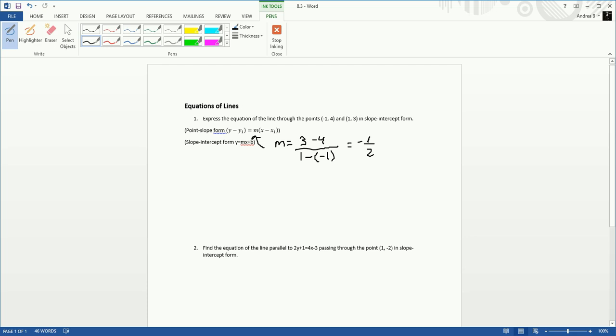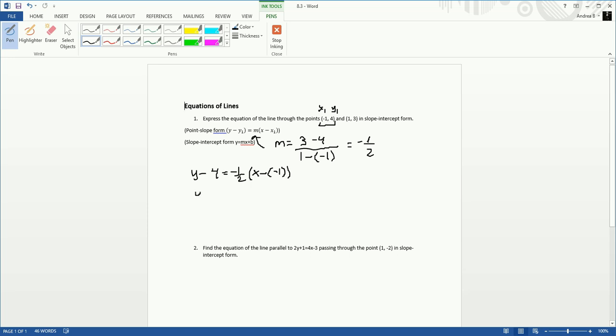Once we have the slope, we can plug it into this point-slope form, because now we can use one of the points. I'm going to use this first point here. You could certainly use the second point if you prefer. Either way, you'll end up with the same final answer. So here we have y minus our y1 value, which is 4, equals -1/2, and then parentheses, x minus our x1 value, which is -1.